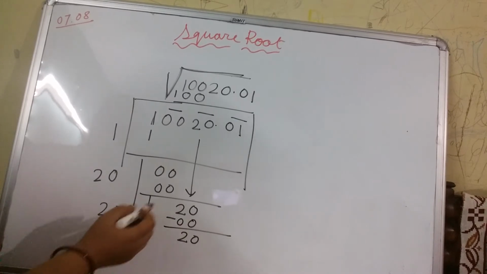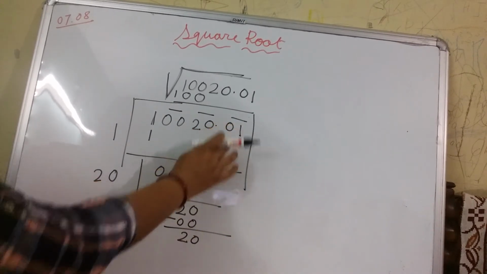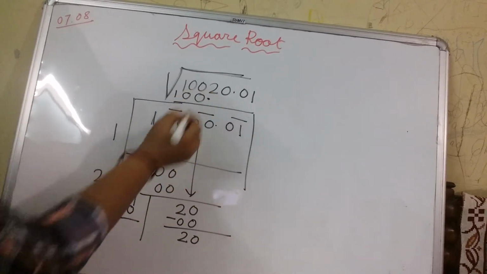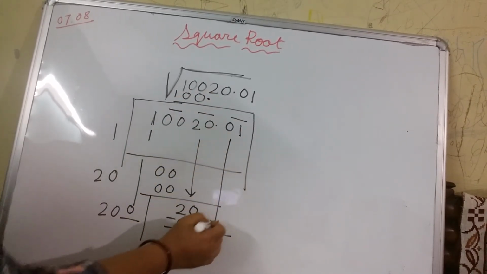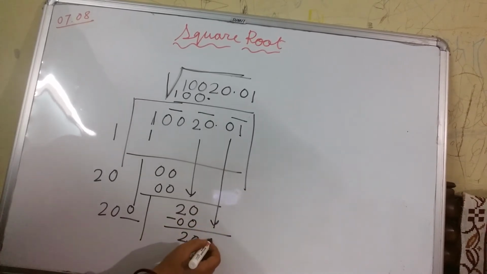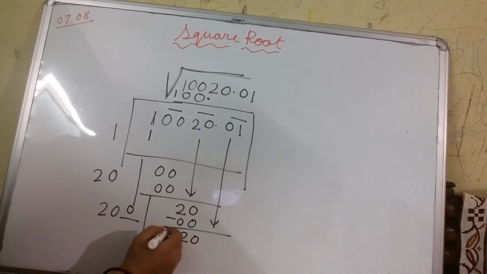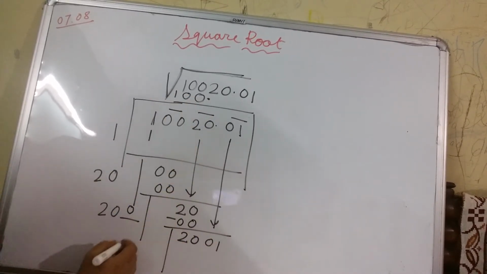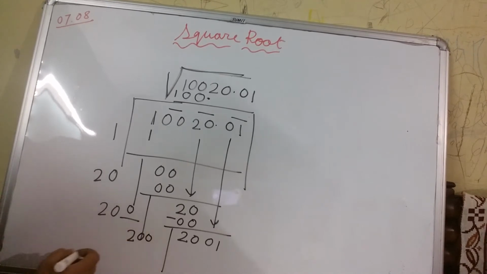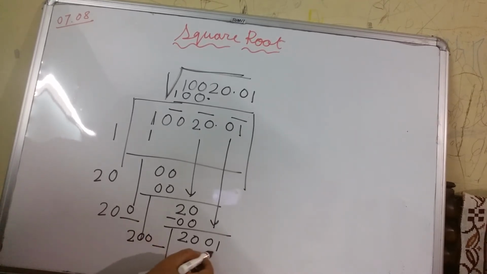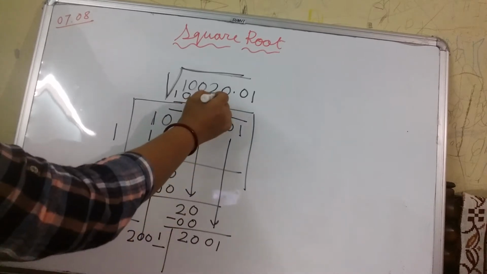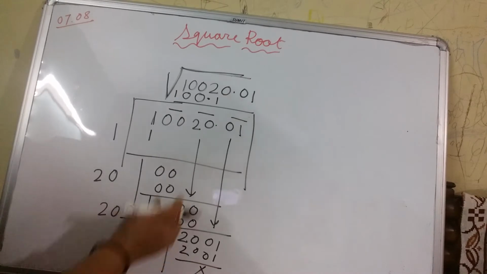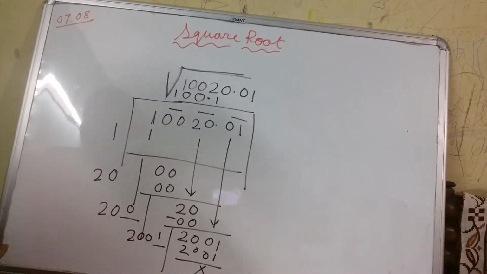Okay, now next, if you have to bring down this pair, you have to put a decimal here, then only you can bring down this 01 here. Okay, so next is you have to multiply it by 200, it will become. Next it is 1, so you will put 1 here. This way you will solve it.